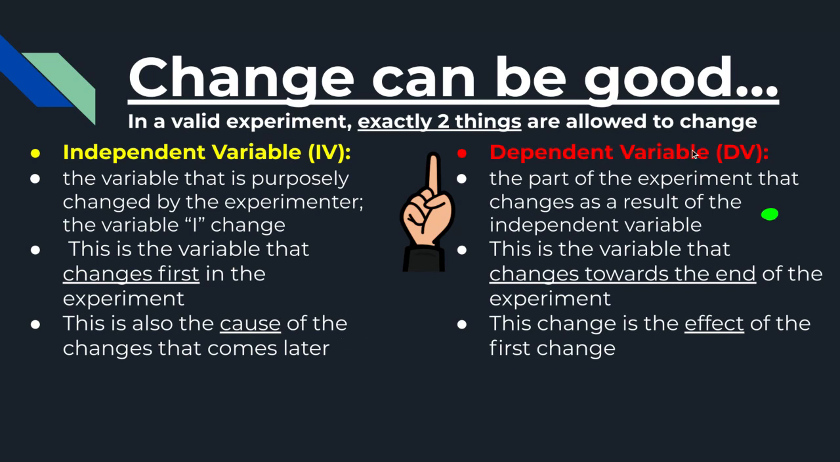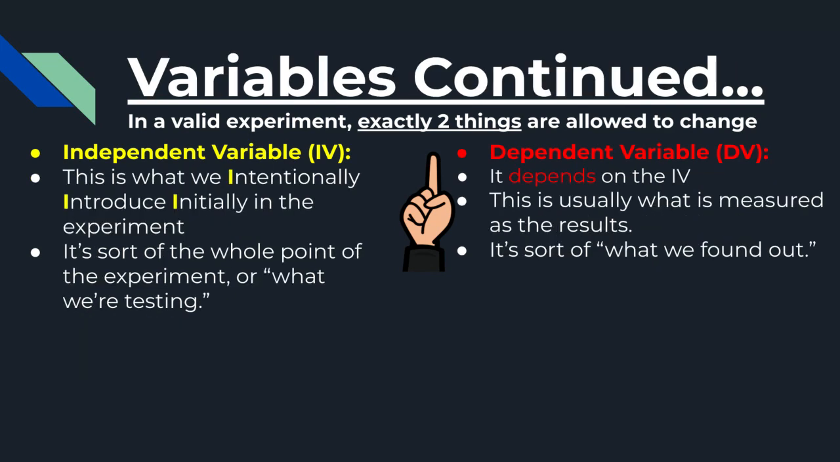The dependent variable, which is in red, is the part of the experiment that changes as a result of the independent variable. It's supposed to be directly because of the independent variable. This is the variable that changes typically towards the end of an experiment, as opposed to towards the beginning, because the dependent variable needs the independent variable to change first. And in the cause and effect relationship, the dependent variable is the effect of the first change, which is your cause, the independent variable.